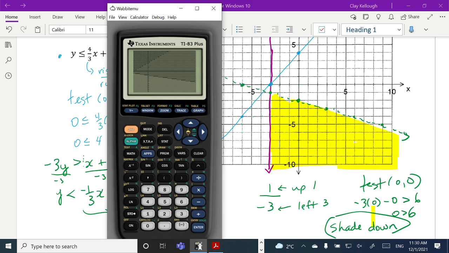Another drawback of the TI that Desmos doesn't have a problem with. Okay? All right, so people think, like, does Desmos pay you? It's like, no. No, I just happen to.